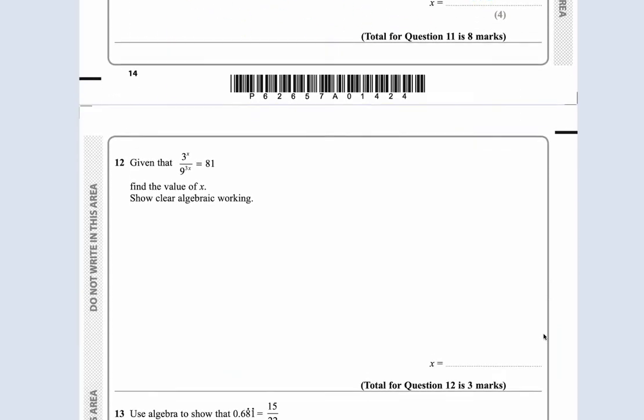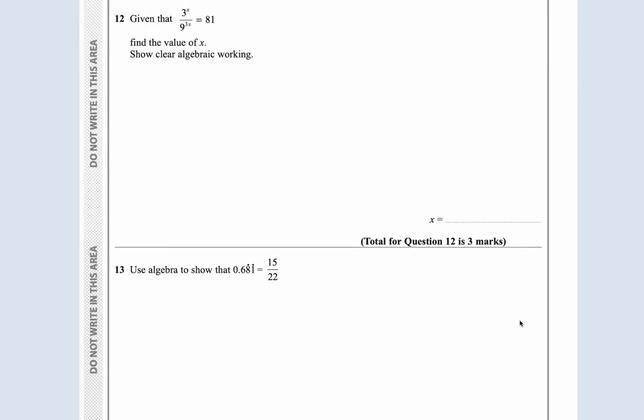Okay, let's put 3.8. Okay, question 12. Given that this, find the value of x, show clear algebraic working. Okay, again, you have to show your working and your understanding. Okay, there's a number of different ways to do this, but my preferred is when I see 3 and a 9 and an 81, I'm thinking, what is the best base to use? And the one I choose is 3, because I can put all of these with 3 as a base. Now what I mean by that is 3 to the power of x already has 3 as a base, so we leave it as 3 to the power of x.